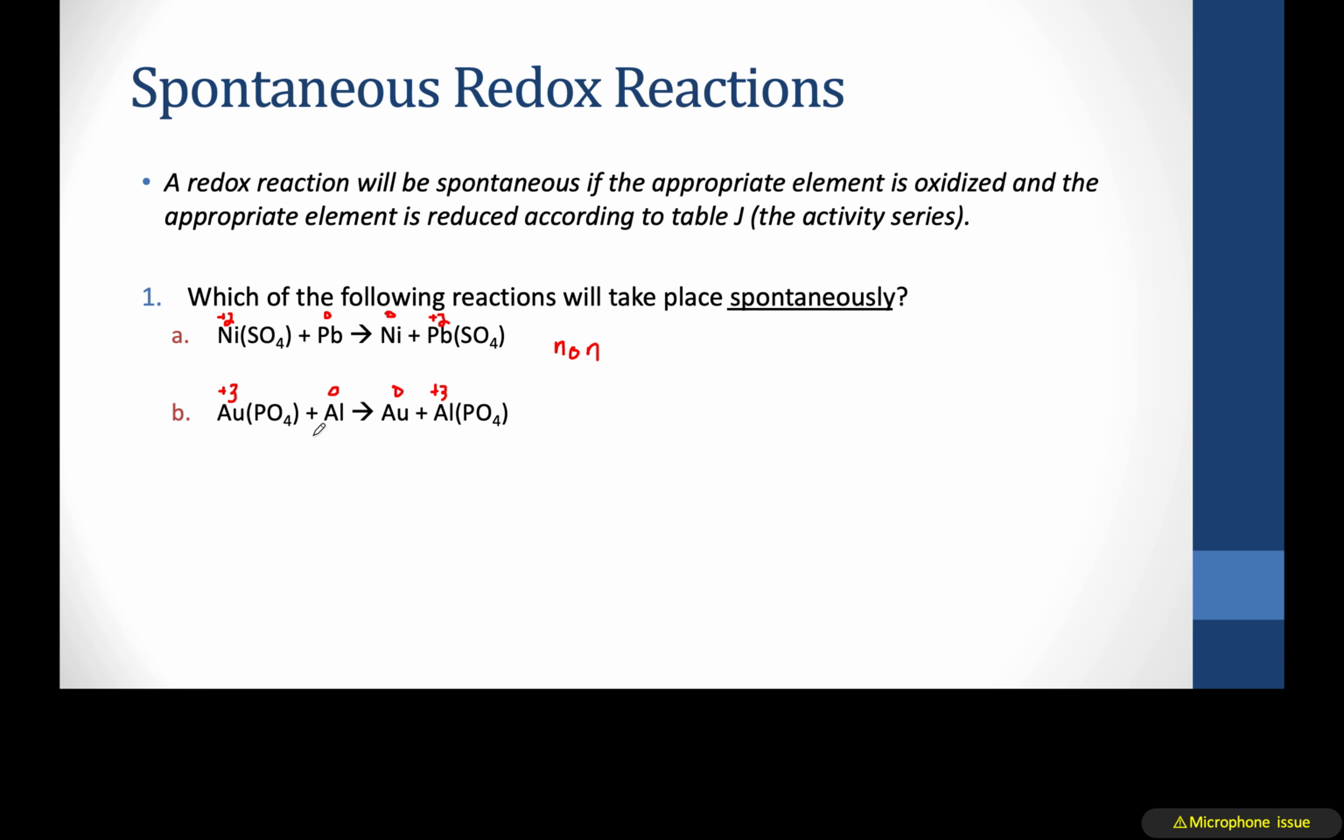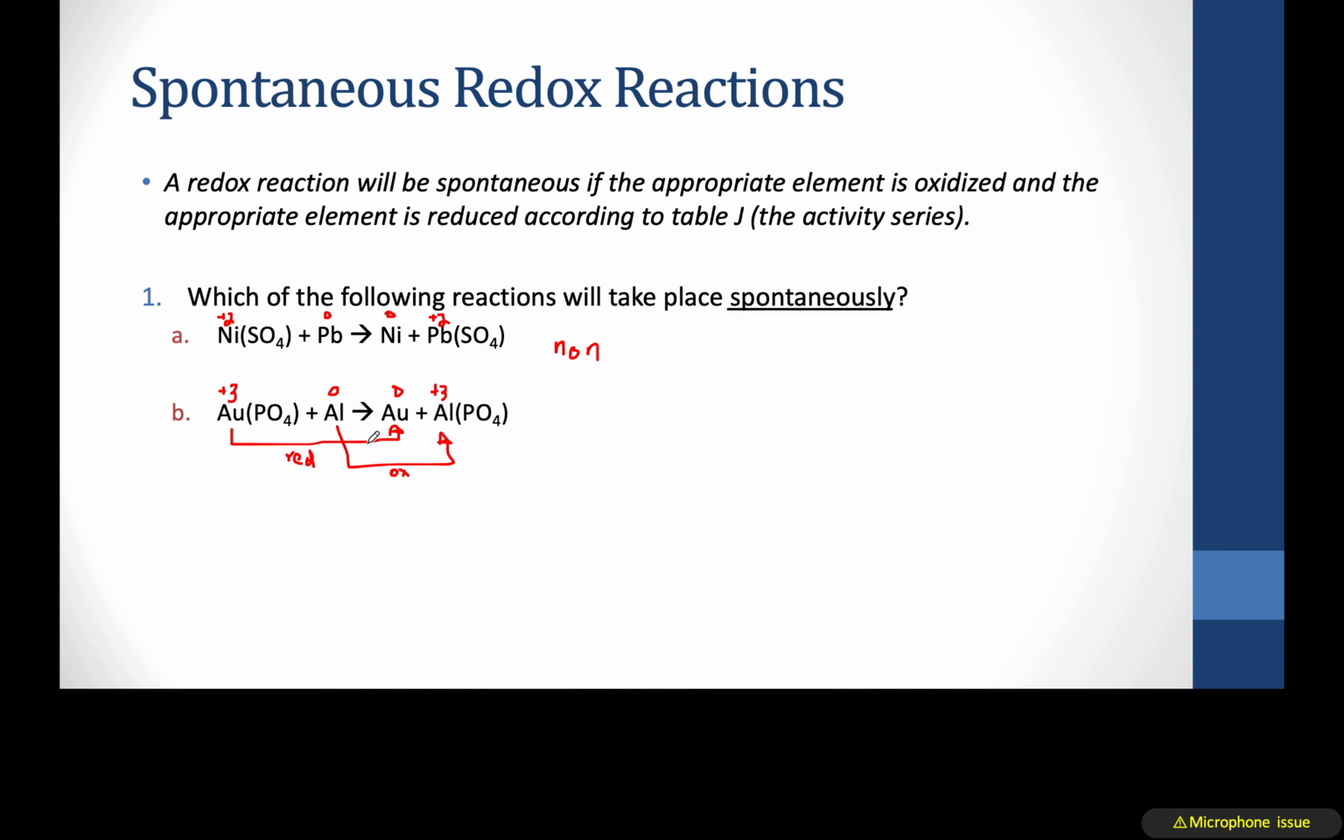Okay, so now we look. What does gold do? Gold goes from 3 plus down to 0. It gets reduced to 0. I have a feeling that's what it should do because I think gold is on the very bottom of that activity series. And then aluminum goes from 0 to plus 3. It gets oxidized. Okay, oxidized, 0 to plus 3.